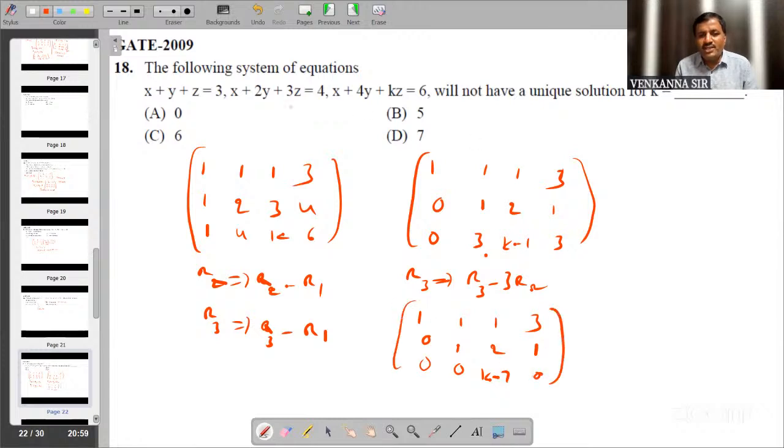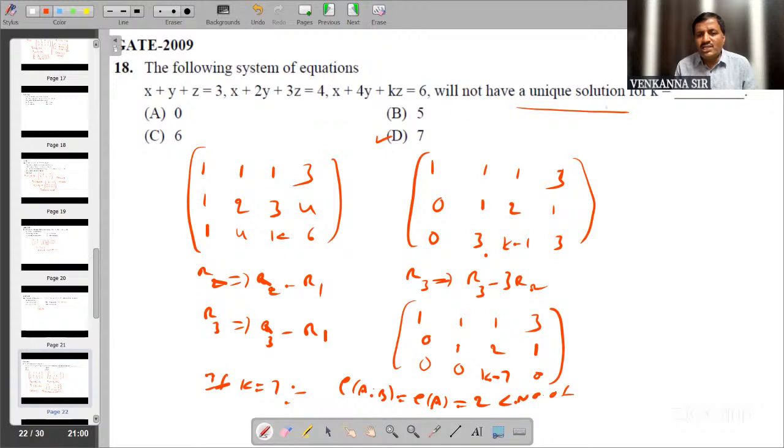What is the question asking? For what value of the k will the following system of equations not have a unique solution? K is equal to 7. If k is equal to 7, what happens here? The last row becomes a zero row. Then rank of augmented matrix is equal to rank of A. Both become 2, less than the number of unknowns. Then it contains an infinite number of solutions.